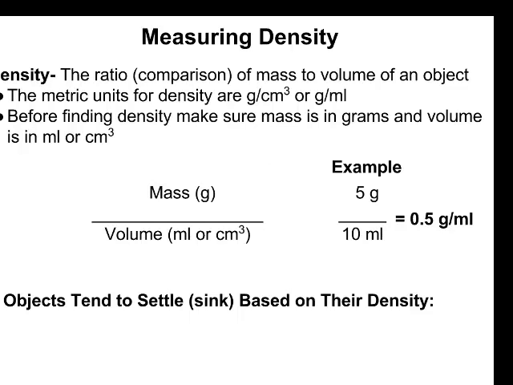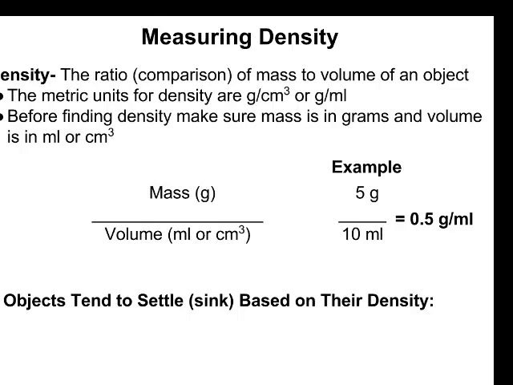So when we're measuring density, we need to understand the definition of density, which is the ratio or comparison of mass to volume of an object. So it's how much mass the object has compared to how much volume the object has. And the way that we write this equation is mass divided by volume. The metric units for density are grams per cubic centimeter or grams per milliliter.